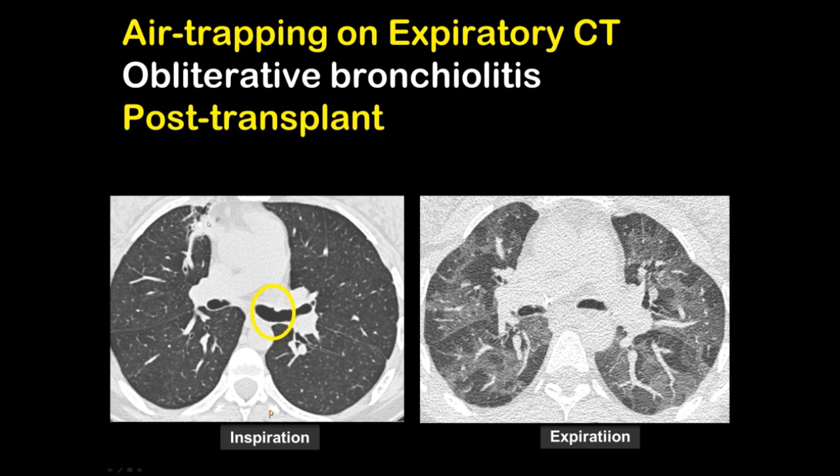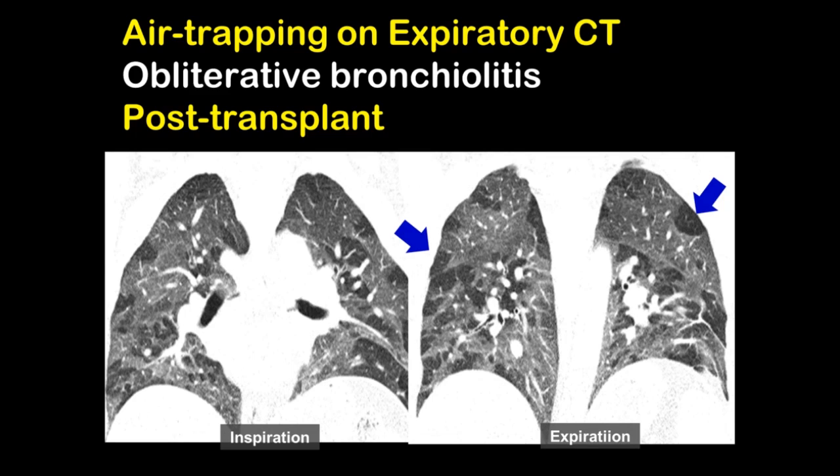When we look at the inspiratory CT, we see areas of bronchiectasis with some consolidation surrounding the areas of bronchial dilation, and we can barely see areas of mosaic attenuation. When we perform the expiratory CT, there's mainly air trapping in both lungs due to chronic transplant rejection. This is the coronal view of the same case, where we can see the areas of air trapping in both lungs due to constrictive bronchiolitis.